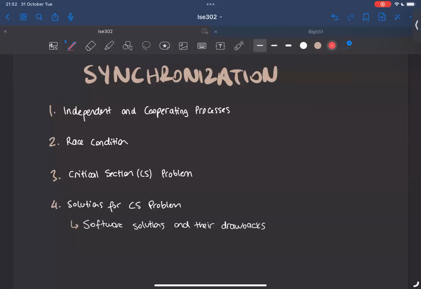In today's lecture, we will focus on a crucial aspect of operating systems, process synchronization. We will examine the differences between independent and cooperating processes and understand why cooperation is necessary in certain scenarios. Additionally, we will delve into the critical section problem, which highlights the need for synchronization mechanisms in cooperating processes. Lastly, we finish today's lecture with software solutions for the critical section problem.